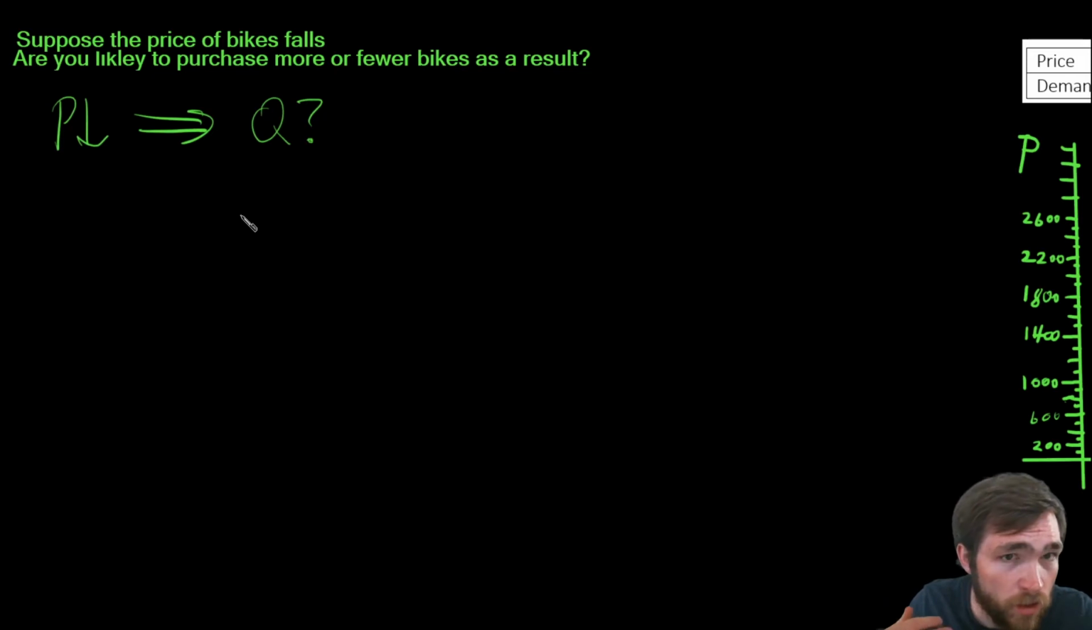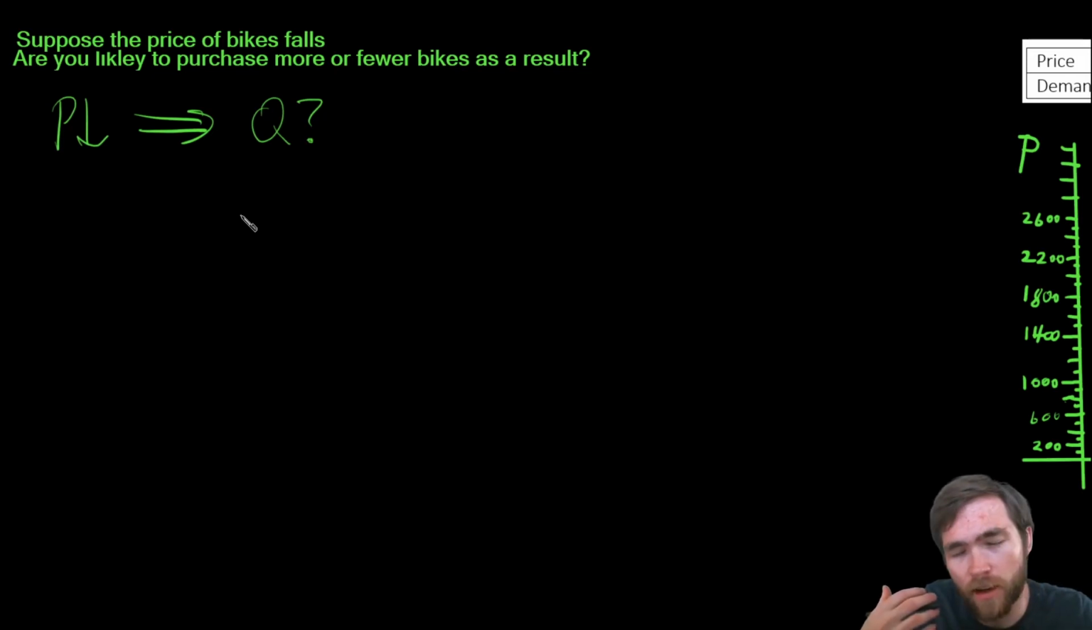All right, so let's shift our attention to the theory of demand. Let's put ourselves in a situation kind of analogous to the one in the supply scenario. Let's suppose that the price of bikes falls. Are you likely to purchase more bikes or fewer bikes as a result?